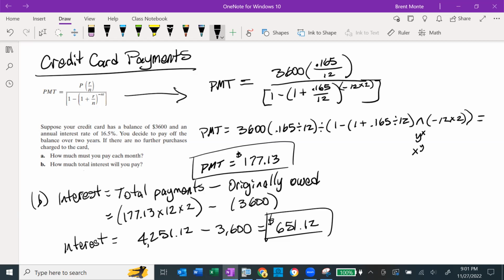All right. Anyway, hope that helps. Be careful of credit cards. Again, I love credit cards. I just do my best to pay them off at the end of each month so I don't have to pay interest.